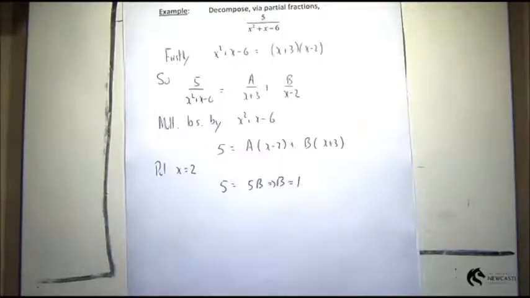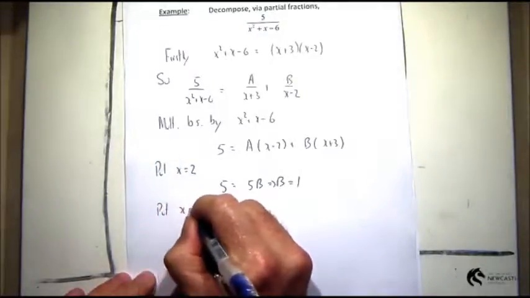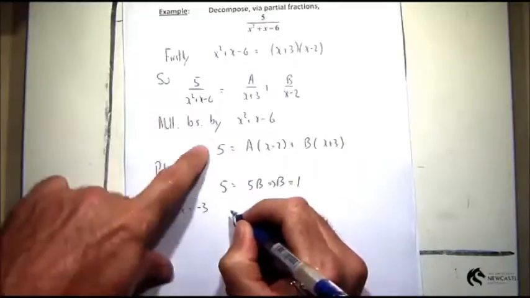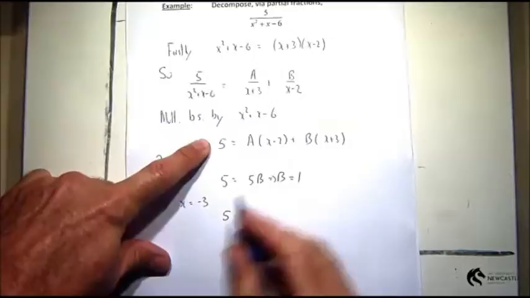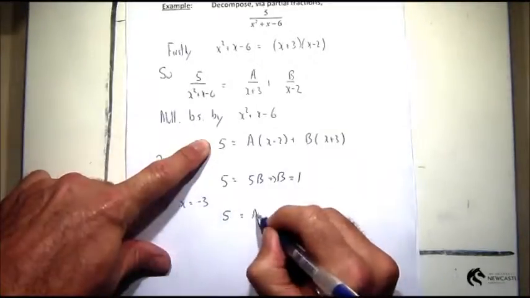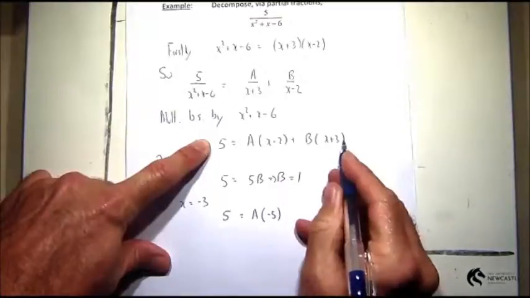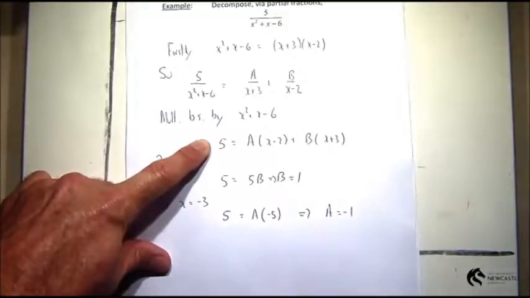What's another good choice for x? Yeah, negative 3 is a really good choice. On the left-hand side, there's no x's in there, so I just get 5. And here I have a times minus 3 minus 2 is minus 5. That's 0. So that tells me a is equal to minus 1, and I'm done.